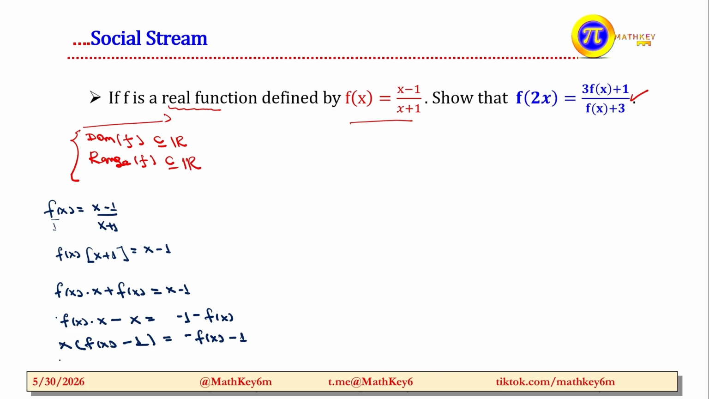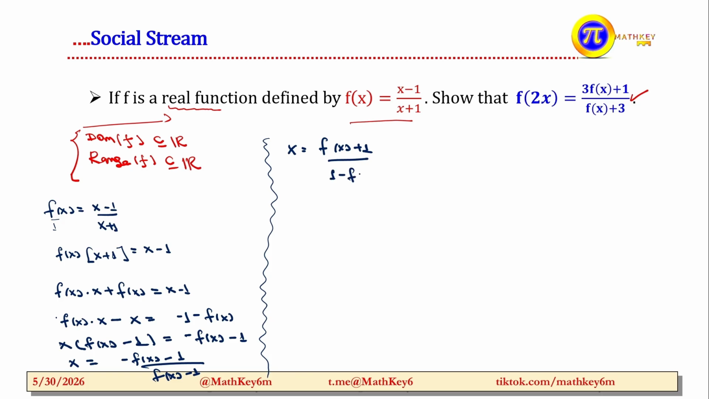Now to solve for x, we divide both sides by f of x minus 1. ስናካፍል it becomes x is equal to negative f of x minus 1 over f of x minus 1. What's next? We can rearrange this one. This shows that x is equal to f of x plus 1 over 1 minus f of x. ይሄው ለምን የኛው both numerator and denominator by negative ስናባዛ this becomes f of x plus 1 over 1 minus f of x ይሆናል ማለት ይሄን. After that, what is next?